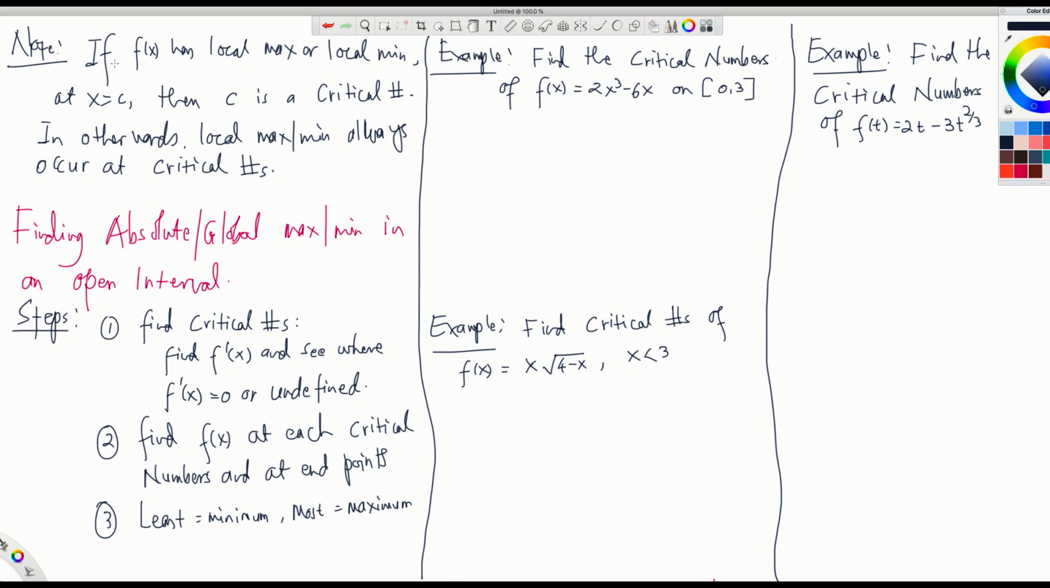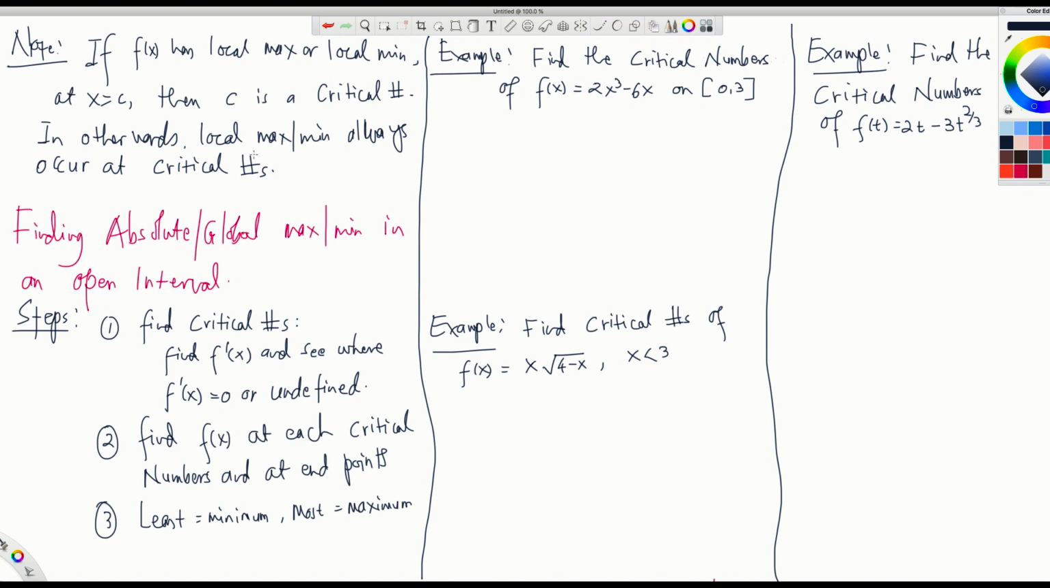If f(x) has a local max or local min at x equals c, then c must be a critical point, because a local max or local min can exist at a point where the derivative is 0 or the derivative is not defined. So if there is a local max or local min at x equals c, then c is a critical point or a critical number. In other words, local max or local min always occur at critical numbers.